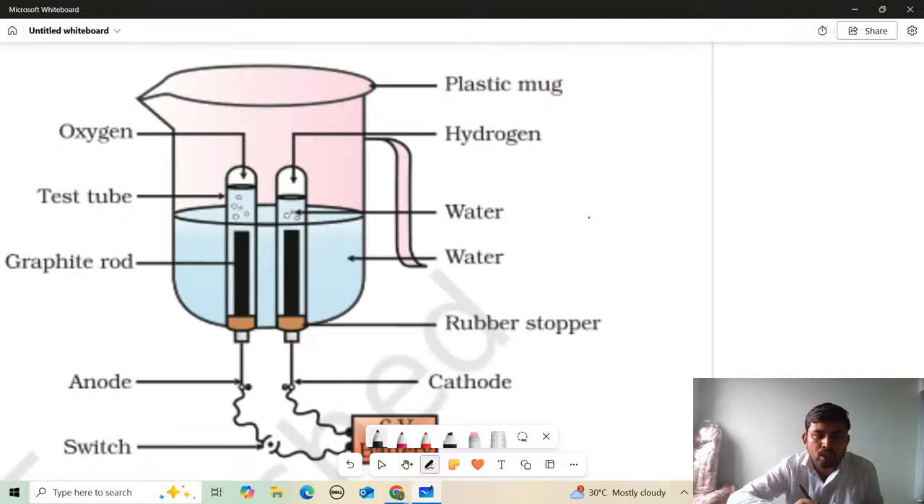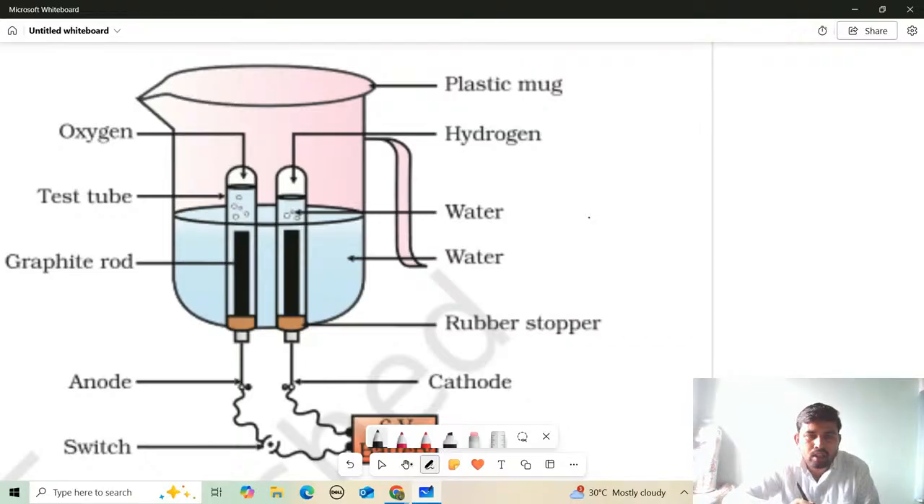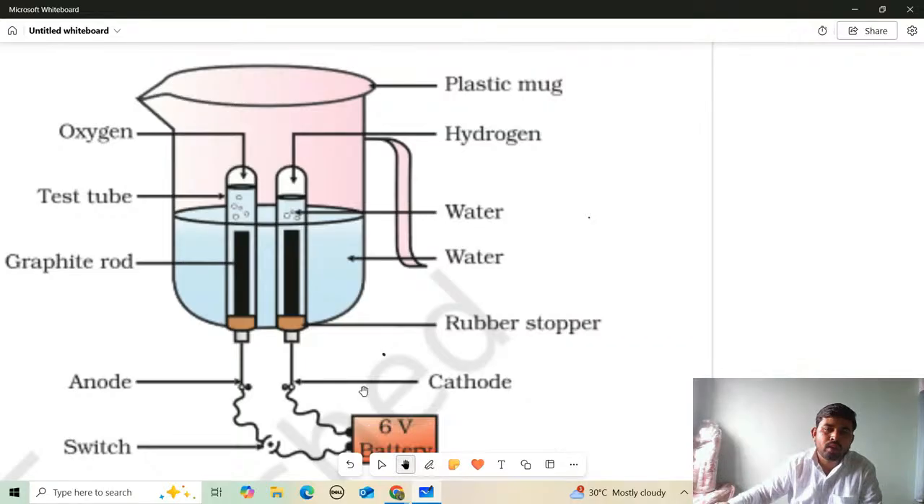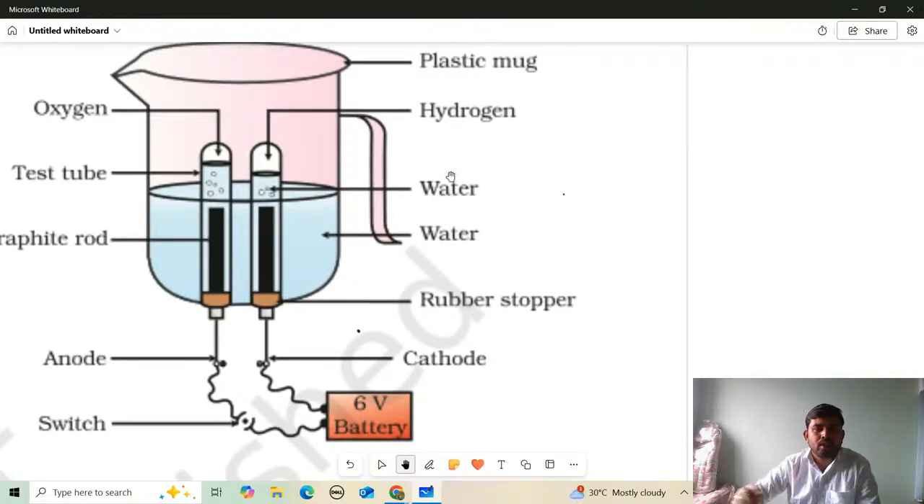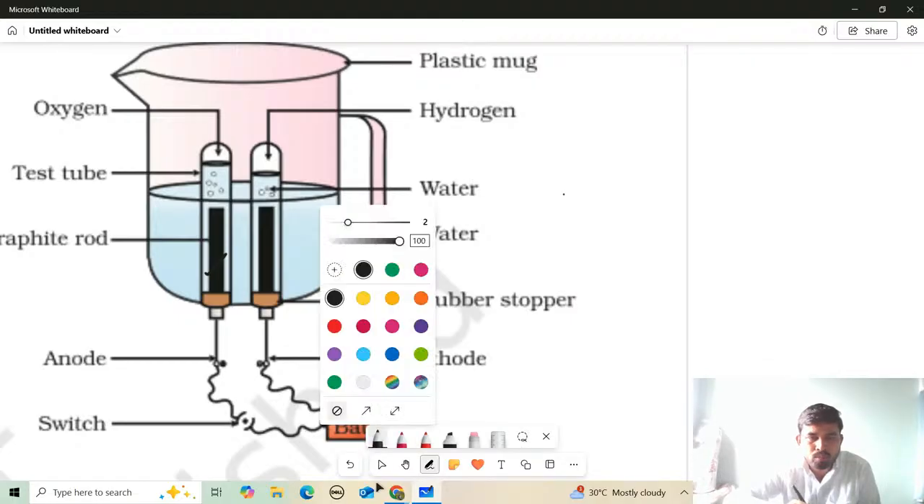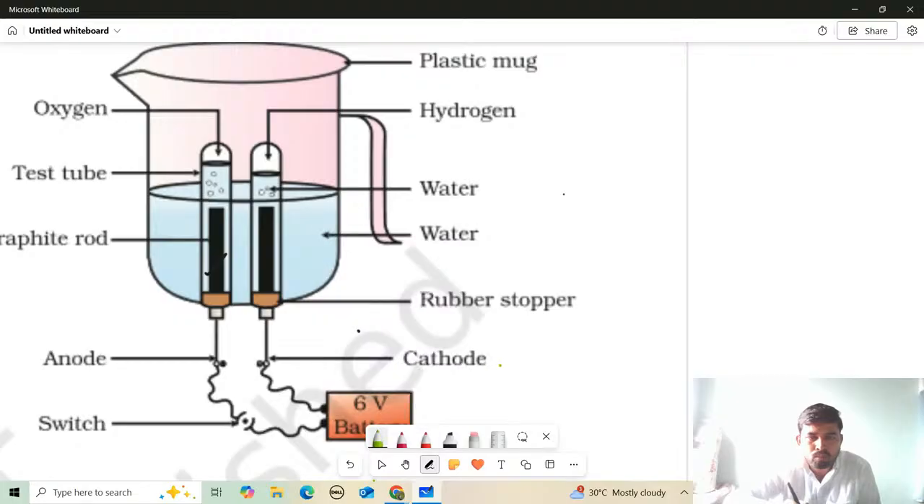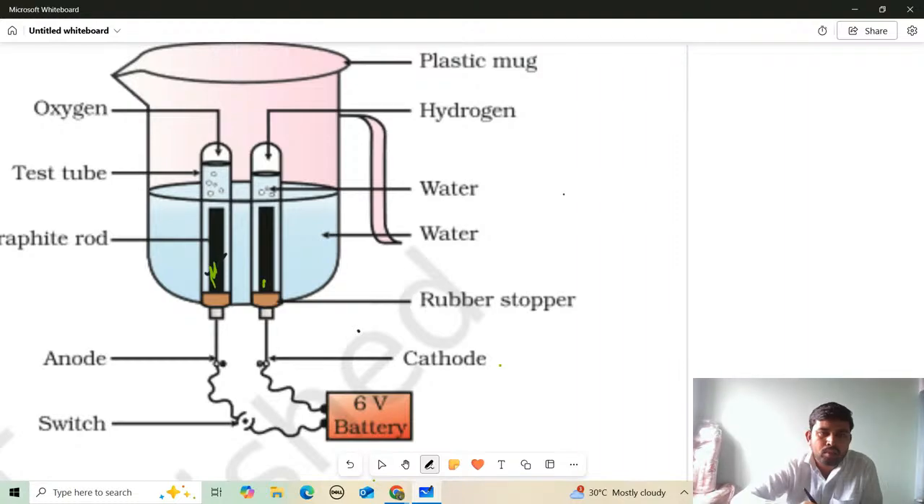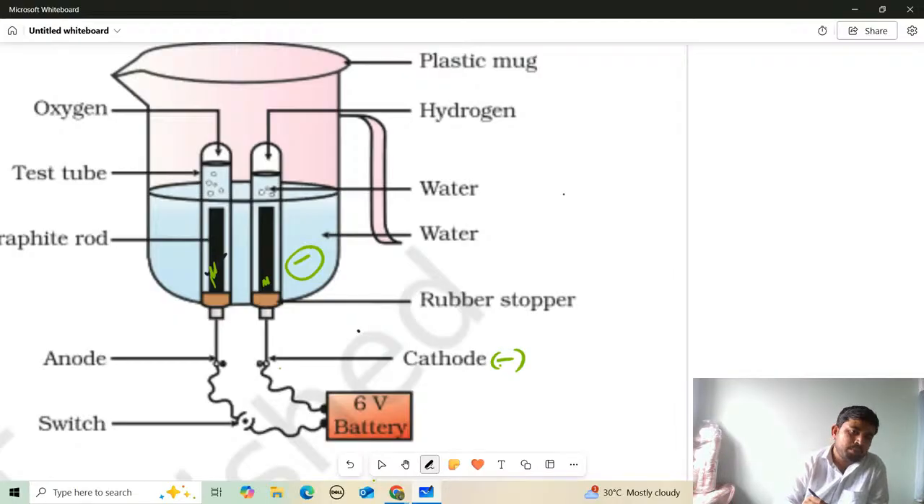Now see, there are two electrodes here. One is this electrode, and one more electrode here will be the negative electrode. Remember this. Why? Because it is connected to negative potential, that is called the cathode. Cathode means negative, and cation means positive. Anode means positive, anion means negative.